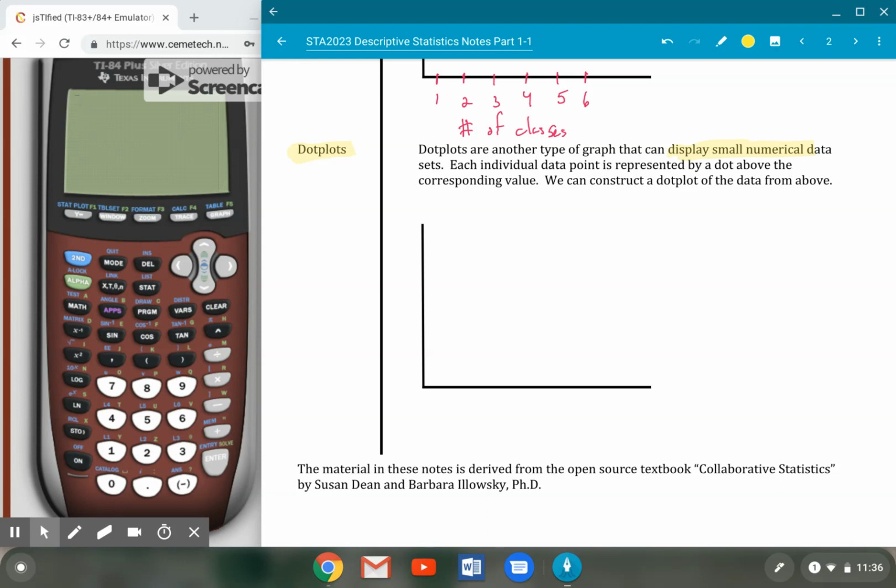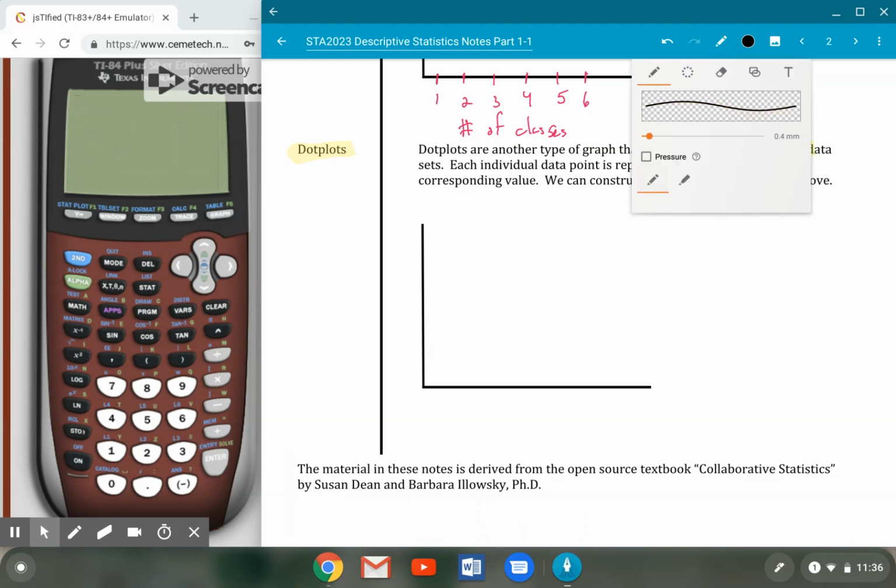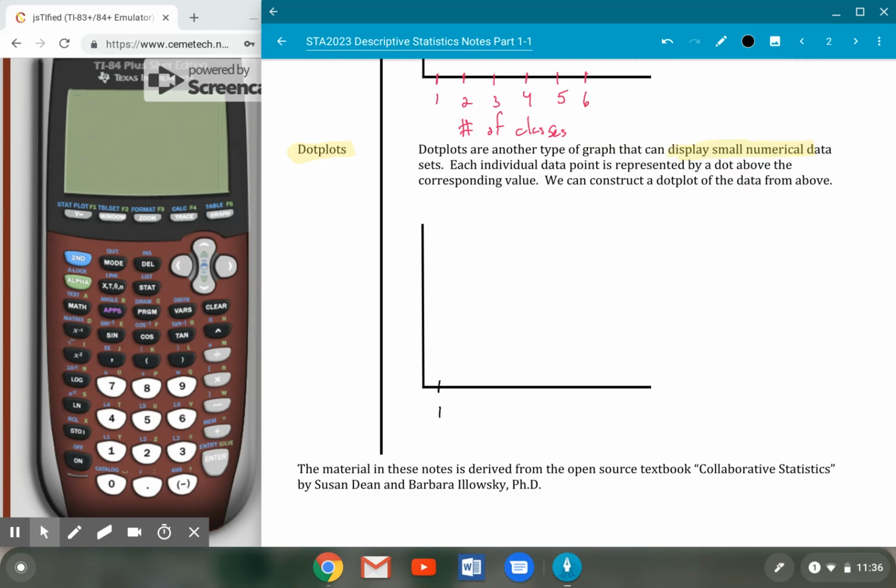So to create a dot plot from the line graph data from above, what we would do is first off put our values once again across the x-axis, that horizontal axis. So 1 class, 2 classes, 3 classes, all the way up to 6 classes. And this is the number of classes along the bottom. And then I had 2 students taking one class. So I'd put one dot above the one and then stack right on top of that a second dot. So those 2 dots are representing my 2 students taking one class.